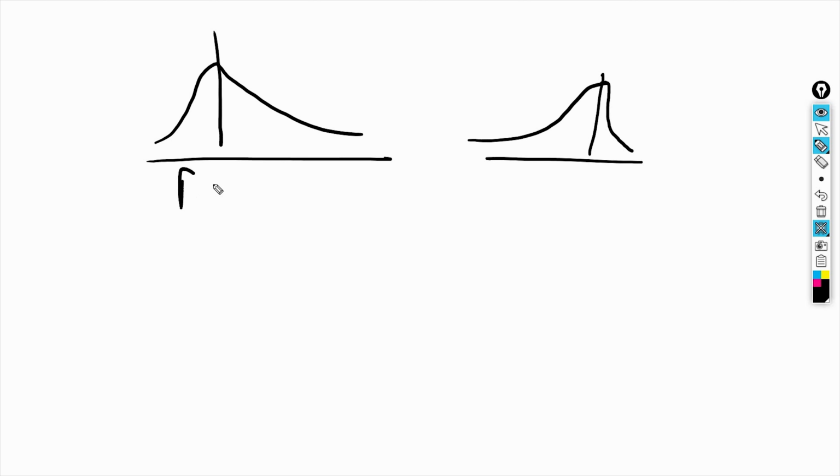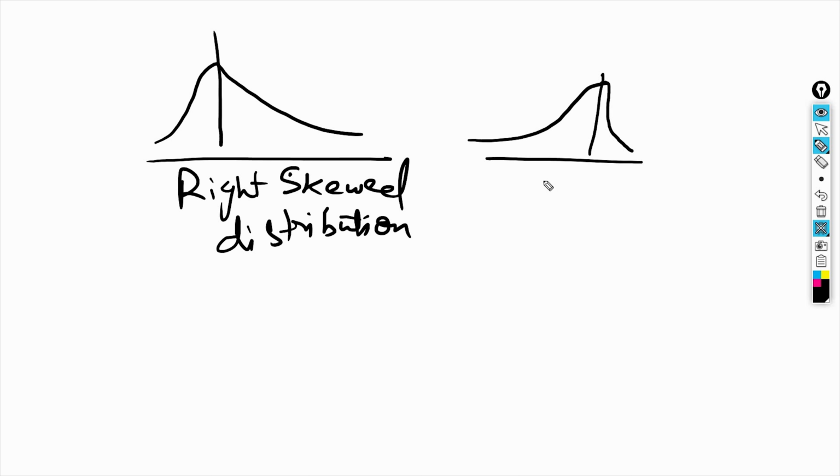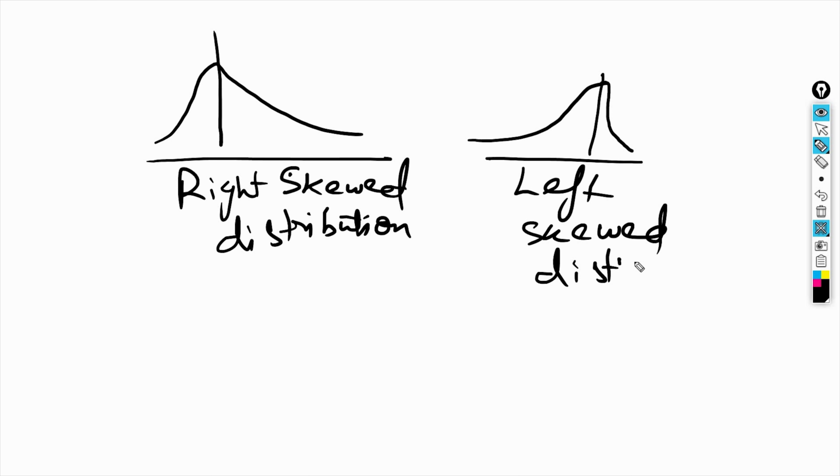So this distribution which is slightly concentrated on the right hand side is a right skewed distribution, and this distribution which is slightly concentrated on the left hand side is a left skewed distribution. If a distribution is skewed, it cannot be symmetric. So here the reason for asymmetry is skewness, right?